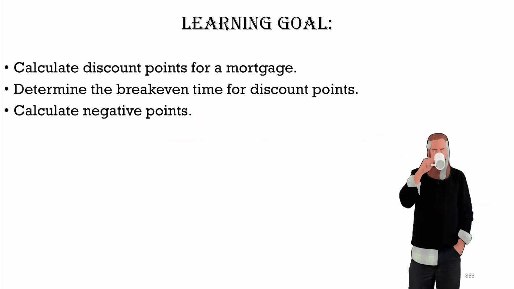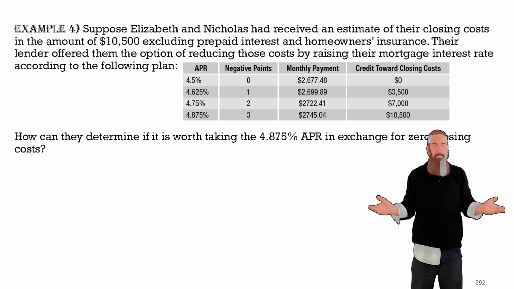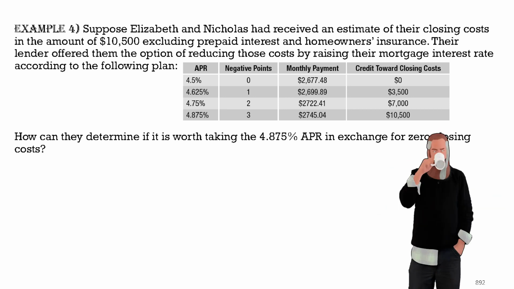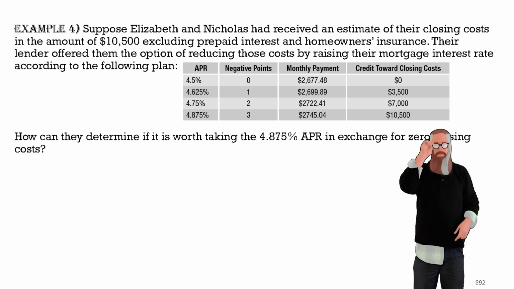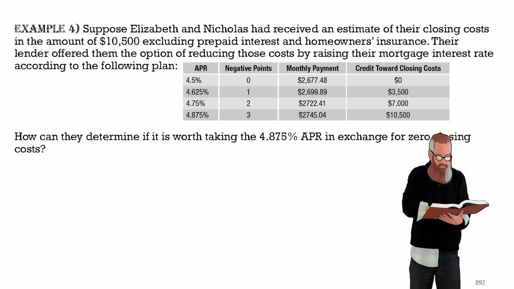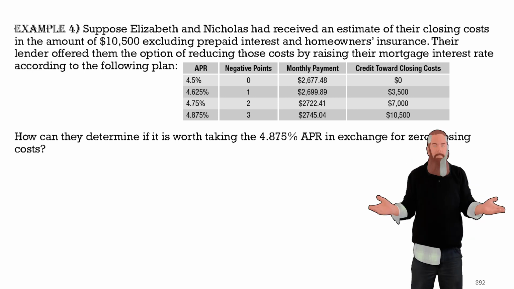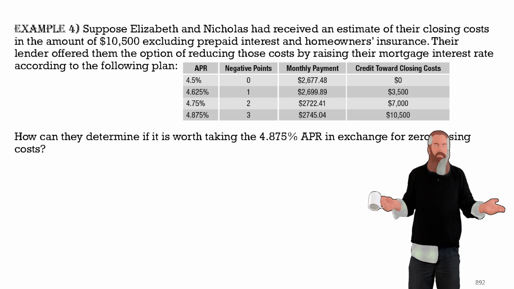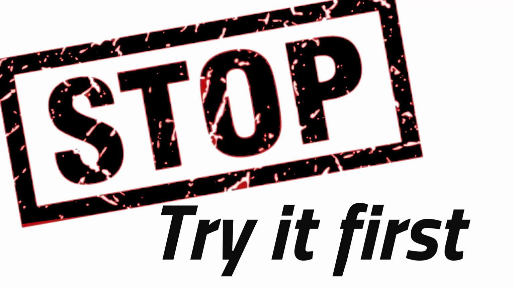Now let's calculate negative points. Suppose Elizabeth and Nicholas had received an estimate for their closing costs in the amount of $10,500, excluding prepaid interest and homeowners insurance. Their lender offered them the option of reducing their costs by raising their mortgage interest rate according to the following plan. How can they determine if it is worth the 4.875% APR in exchange for zero closing fees?